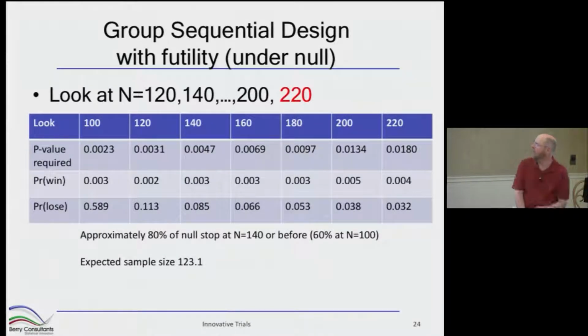This is what happens under the null. I actually can stop almost 60% of trials at 100. So if the drug does nothing, 30% versus 30%, I'm out early. I can get rid of 80% of the trials at 140 or before. So I've still got 83% power in the alternative, and I'm stopping on the null. The expected sample size here is 123. They're all out really early.